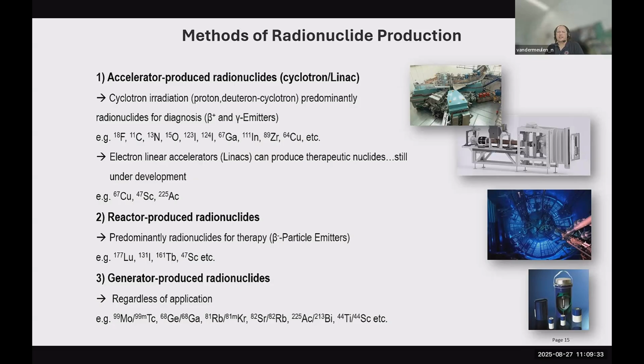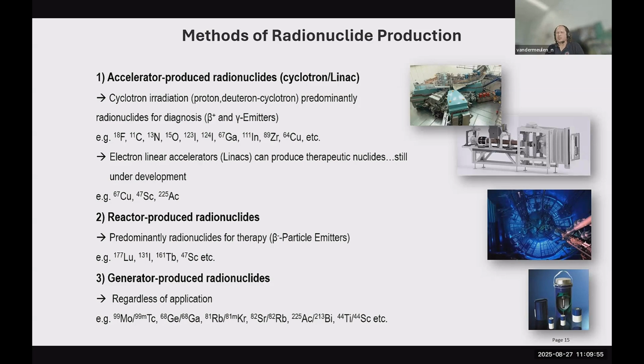Electron linear accelerators can produce therapeutic nuclides. This is still under development, particularly at places such as Argonne National Laboratory in the US. They're doing a lot of work there to try to produce the likes of scandium-47, copper-67, even actinium-225, using what they call the Bremsstrahlung concept.